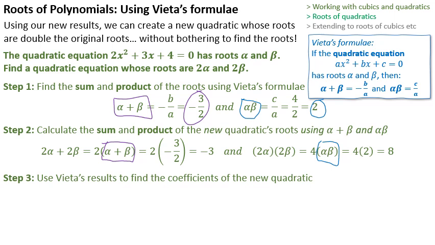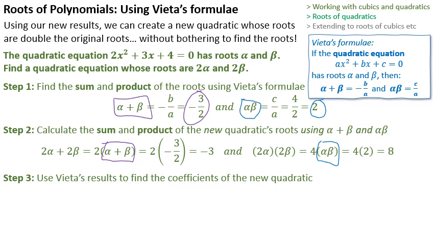2x squared add 3x add 4 equals 0 has certain roots. But if you think about it, 20x squared add 30x add 40 equals 0 has the same roots. So A, B, and C could be scaled up and scaled down without affecting the roots of the quadratic. It would absolutely affect the shape of the graph.